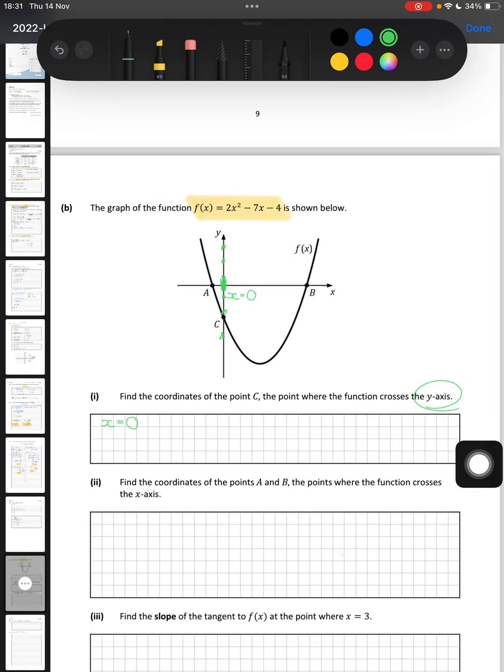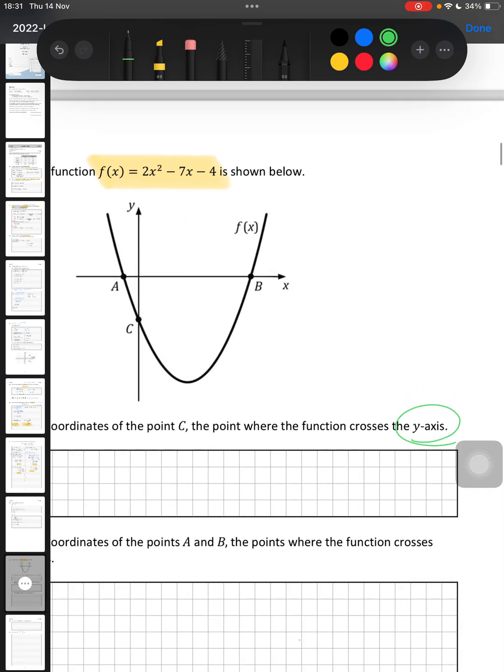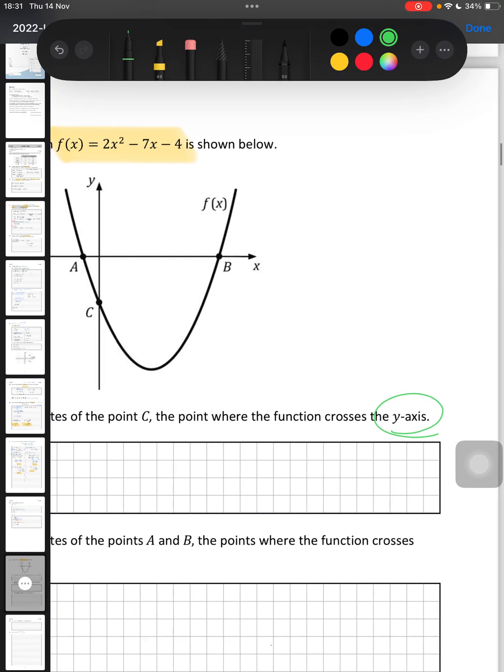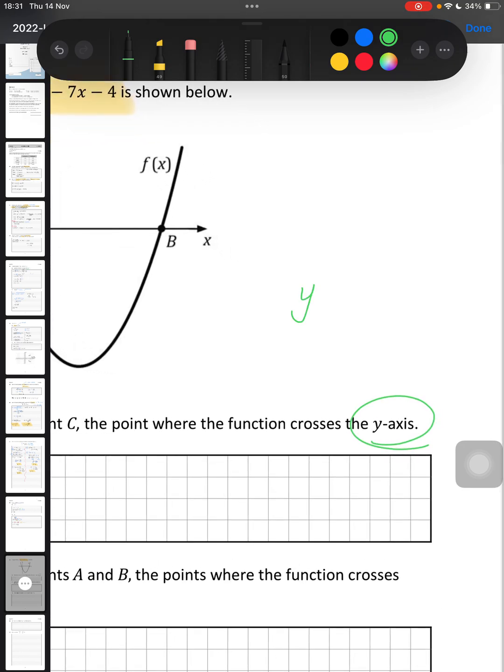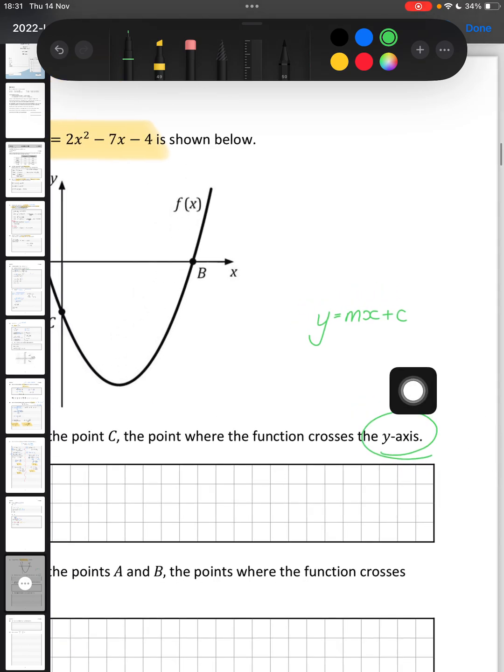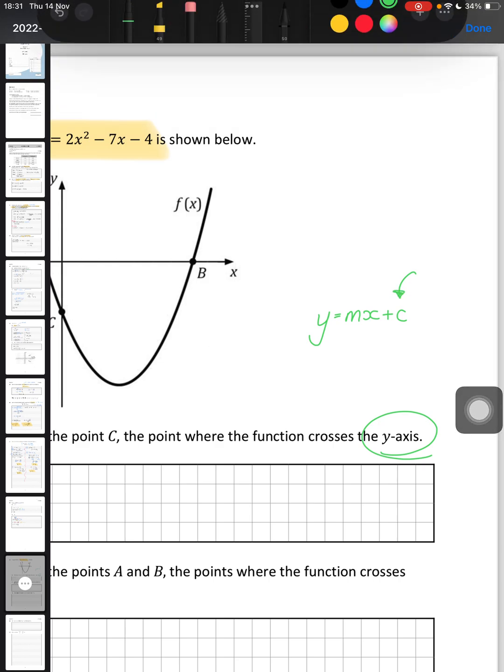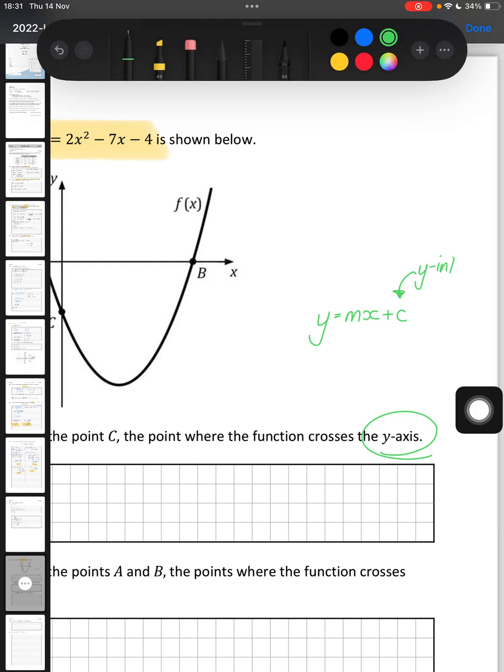We do have other methods of solving this as well, from other chapters we would have already looked at. We've looked at coordinate geometry of a straight line. Remember, we saw a graph was y equals mx plus c, c being the constant at the end, and it says it in the log tables, the y-intercept. So the y-intercept is the constant at the end that doesn't have an x involved with it. The y-intercept is where it crosses the y-axis.